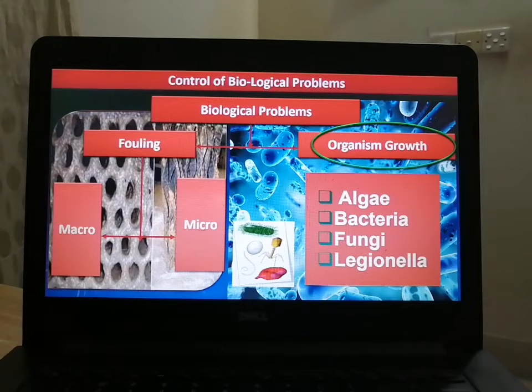We classified the different biological problems as fouling, and we discussed fouling in great detail. Then we discussed the organisms that can create our problems, and we know the organisms are algae, bacteria, fungi and legionella for our major part. We have finished discussion on algae and fungi, and we started discussion on bacteria. Yesterday we talked a bit on bacteria, so today, in continuation, we are still going to work on bacteria.